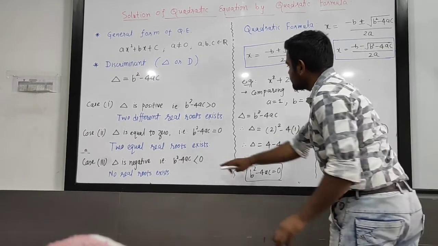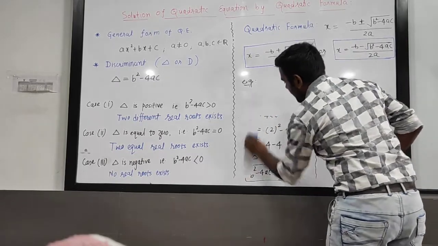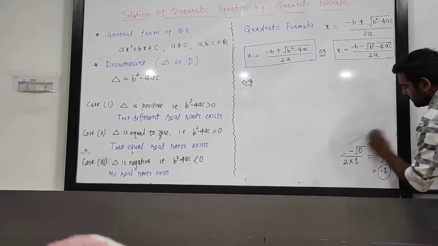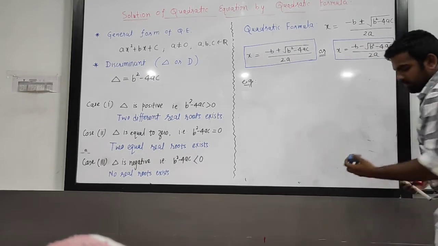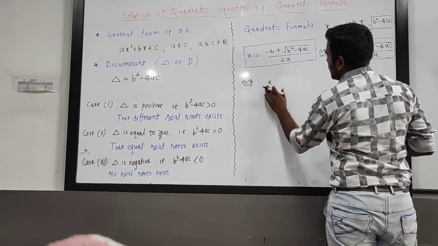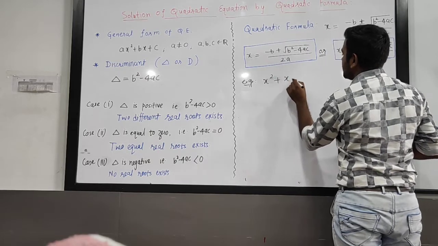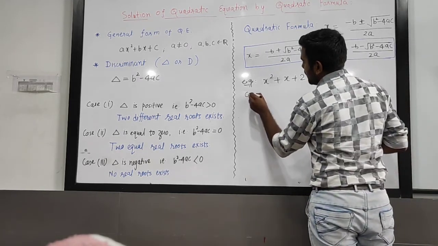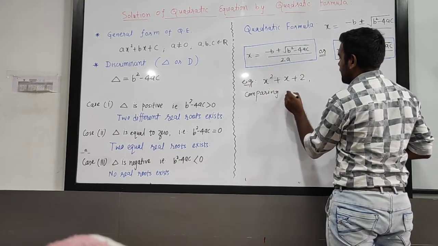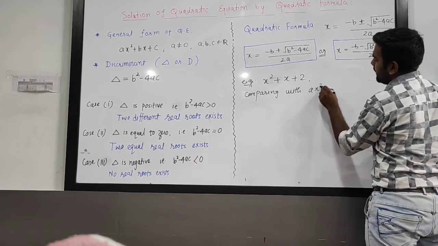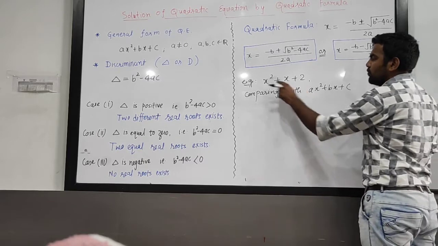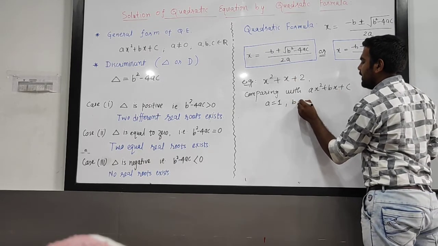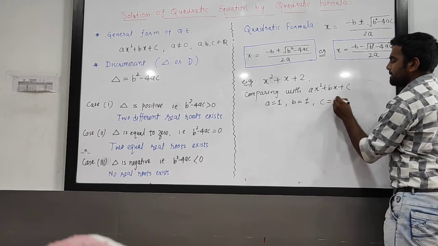Now for the third case, let us take the equation x square plus x plus 2. Now we have to find the solution of this quadratic equation. So comparing it with the general equation ax square plus bx plus c, here the coefficient of x square, that is a, is equal to 1, the coefficient of x, that is b, is also equal to 1, and the constant term, that is c, is equal to 2.